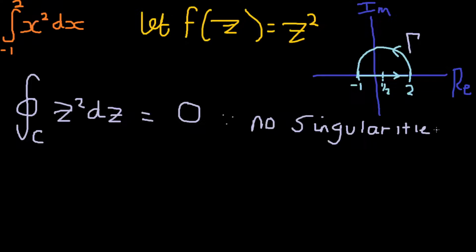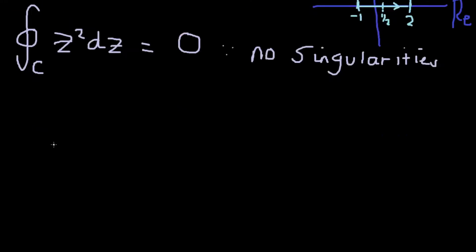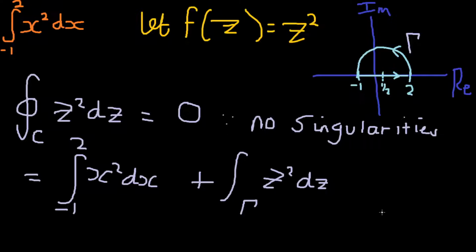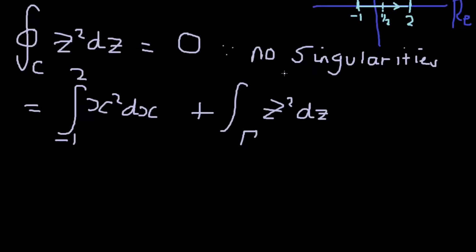But let's continue. We got that this is actually equal to the integral from -1 to 2 of x squared dx, which is exactly what we wanted to evaluate, but plus a second line integral over gamma of z squared dz. So these two added together are 0. So whatever this must be, this is the negative version of that.